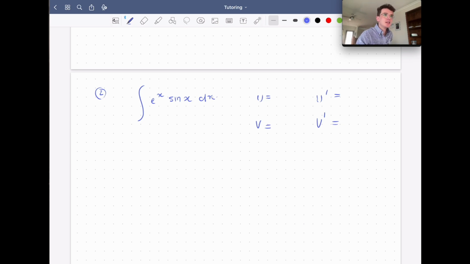Now, in this case, it doesn't really matter because e to the x and sine x are both very easy to integrate and differentiate. I might let u equal to sine of x because if I let v dash equal to sine of x and I integrate sine of x, I get minus cos of x, and I don't like minuses. Differentiate sine of x, we get cos of x. Now we're going to set our v dash to equal e to the x. We integrate e to the x, we still get e to the x. Again, we're usually always making v dash the thing that's easiest to integrate.